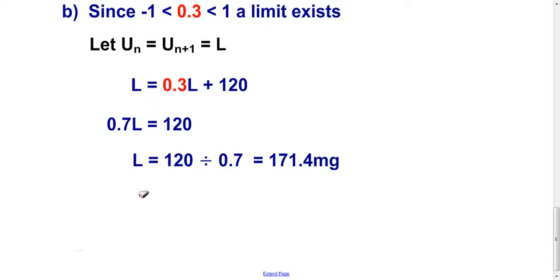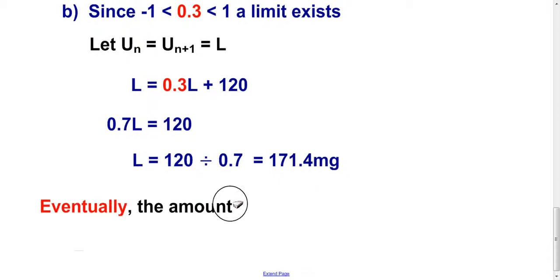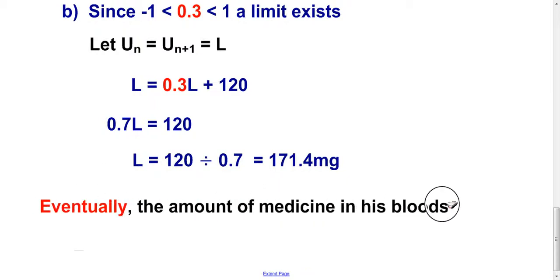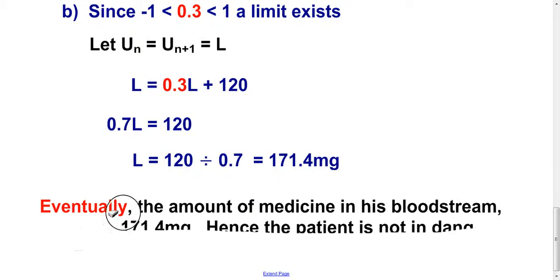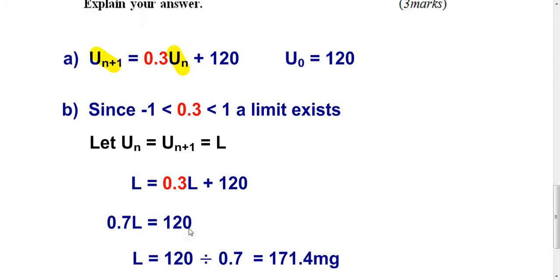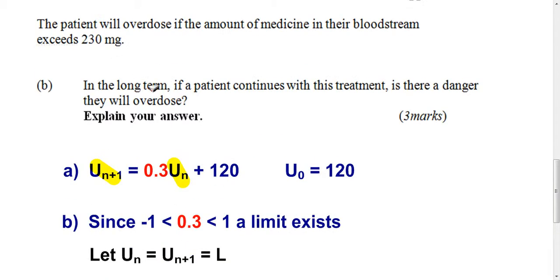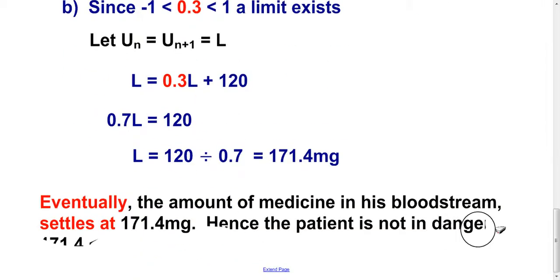So the usual statement applies here. Eventually, the amount of medicine in his bloodstream, that's just related to the question, and then settles at 171.4. So it says here, is there a danger they will overdose? Well, we're well below 230 milligrams, so hence the patient is not in danger. Make sure you write 171.4 is less than 230.